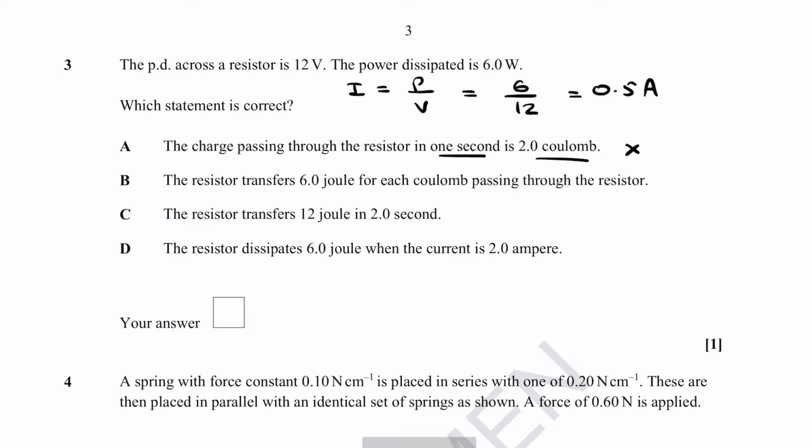Then B, the resistor transfers 6 joules for each coulomb passing through the resistor. When it says 6 joules per coulomb, it just means 6 joules per coulomb. Now that technically over here is 6 watts. 6 watts is actually joules per second, not joules per coulomb. So B is also out. Then C, the resistor transfers 12 joules in 2 seconds. So 12 divided by 2 is 6, and that refers to watts, so C is the correct answer.